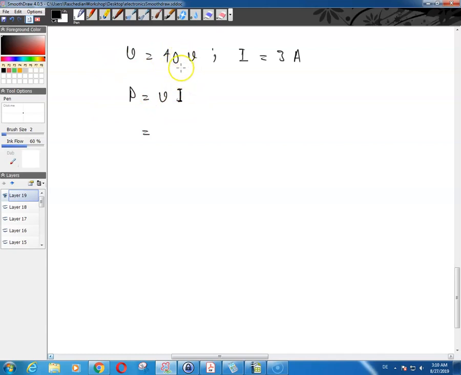Of course, in this formula, your voltage has to be entered in volts, and your current has to be entered in amps. Otherwise, you will not get your power in watts. You would get it in, for example, milliwatts or megawatts or something like that. So you need to be careful about that.